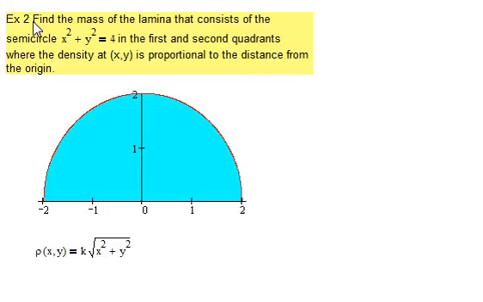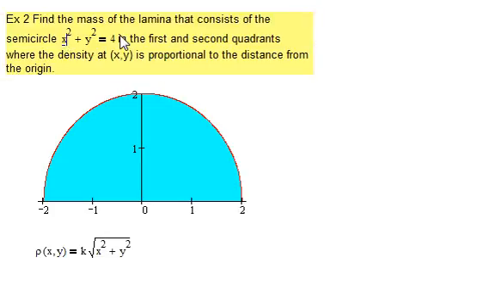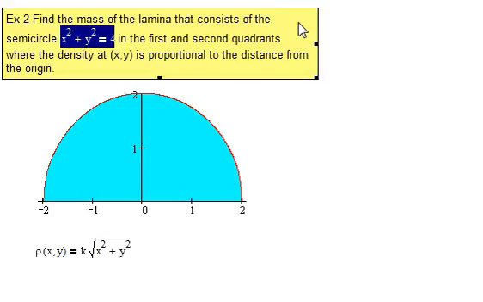Here's another example. We're going to find the mass of the lamina that consists of this semicircle, x squared plus y squared equals 4, in the first and second quadrants. So this is the picture of it. And the density at the point (x, y) is proportional to the distance from the origin.